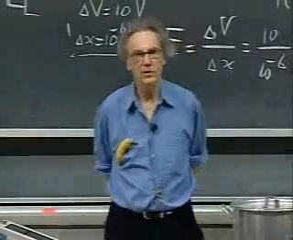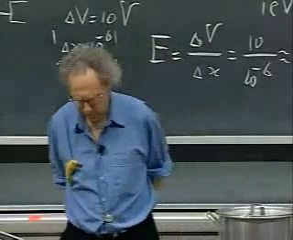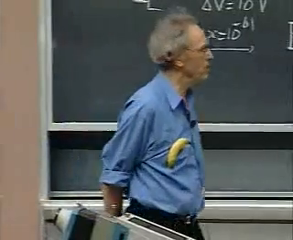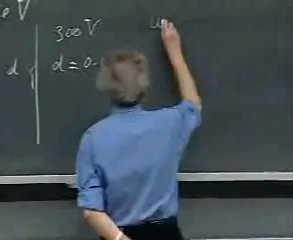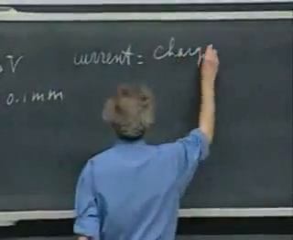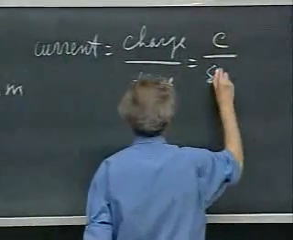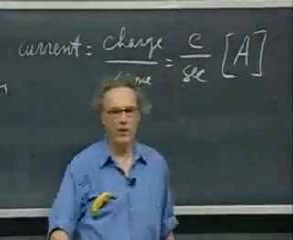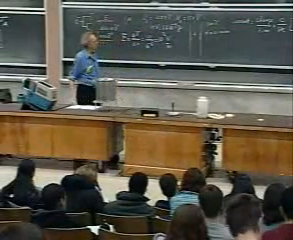Now, of course, high voltage alone doesn't necessarily kill you. What matters is not so much the voltage to get killed, but the current that goes through you. And current is charge per unit time. And so in SI units, it would be coulombs per second, for which we write a capital A, which stands for ampere. The man who did a tremendous amount of research in this area was a Frenchman.